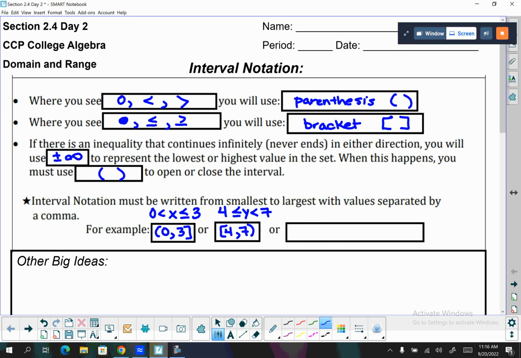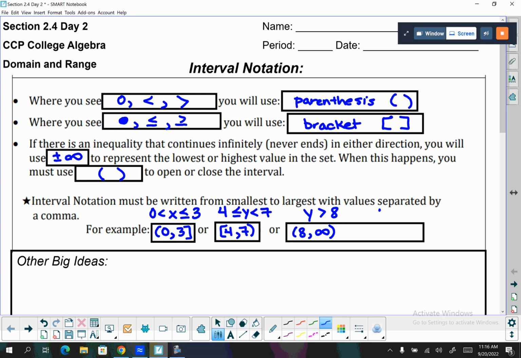Okay, or let's say I wanted to just say y is greater than 8. Okay, so what would that look like? I want all the numbers from 8 all the way to positive infinity, or all the numbers that are bigger than 8. So 8 to positive infinity. 8 is not equal to, so it's a parentheses. Infinities are always in parentheses.